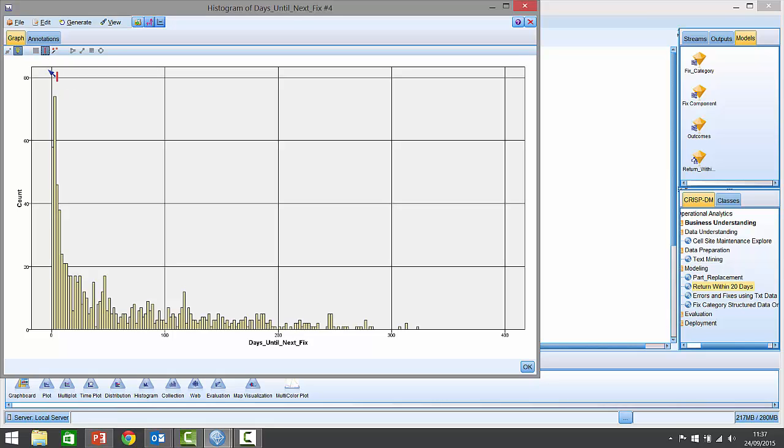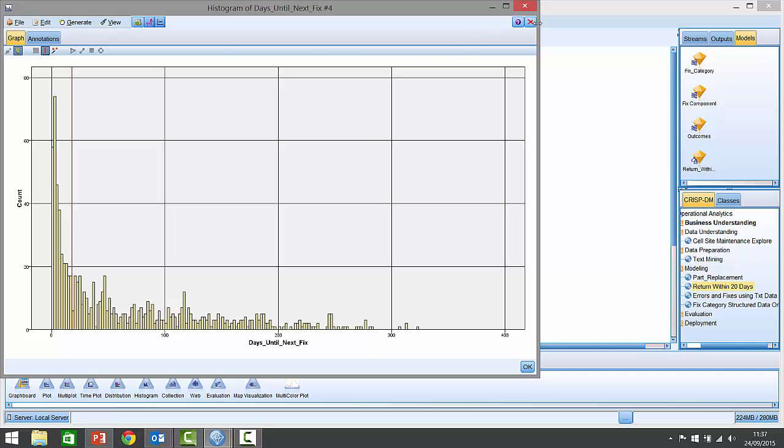And in order to create that 20-day cutoff, really all you have to do is just slice this distribution and then ask it to go and generate what's called a derive node, which will create a flag field for you of true and false. You just got to make sure that you slice it at about 20.